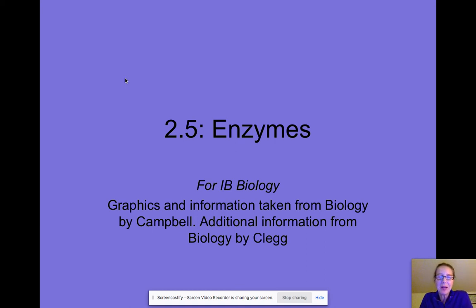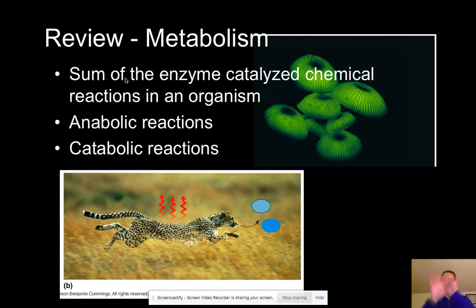In this screencast, we're going to be talking about enzymes. We know that enzymes are proteins, and these are proteins that specifically catalyze chemical reactions in organisms. A quick review from 2.1, we've got metabolism. So we learned that metabolism is all of the enzyme catalyzed chemical reactions that are happening in an organism.